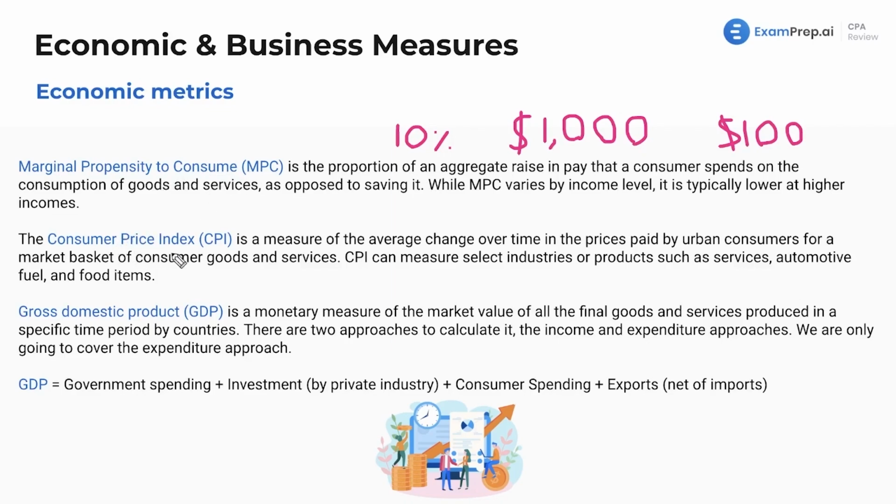Next is the consumer price index. This is inflation. It's the prices. It's an index, like a metric of the prices that consumers pay. What is it specifically in our definition? It's a measure of the average change over time. So percent change formula. We'll see examples of all these in formulas.